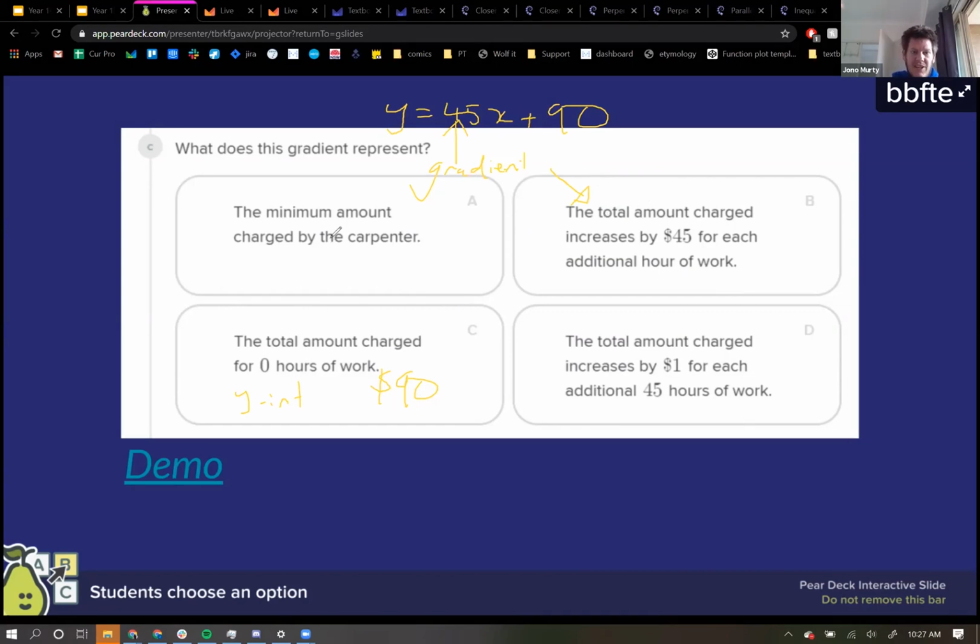The minimum amount charged by the carpenter is the same as our y-intercept, 90. And the total amount charged increases by $1 for each 45 hours of work. That's a very, very cheap carpenter. That's just the reverse of this one. So this would actually mean you had a gradient of 1 on 45. It would take 45 hours just to increase by 1. We're about halfway there, so I might just quickly race through this because I want to move on to looking at parallel and perpendicular lines.